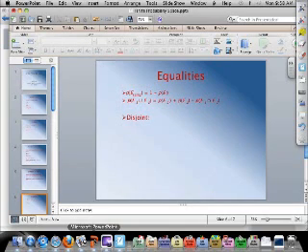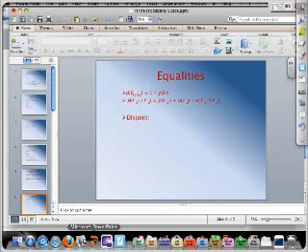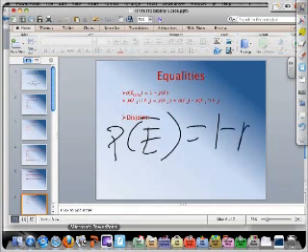Now we'll look at some equalities with this very basic finite probability function. The probability of the complement of E, so the complement of an event, so basically the chance the event does not happen, is 1 minus that of the event happening. Now let's think about that. Why is it that P of E bar equals 1 minus P of E?